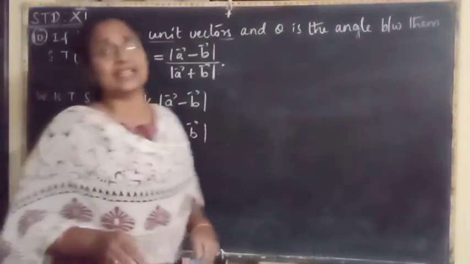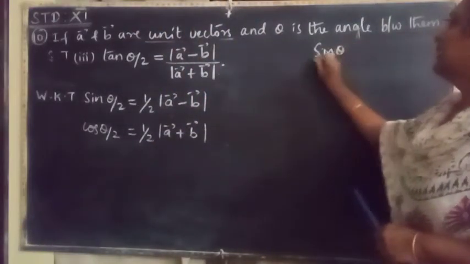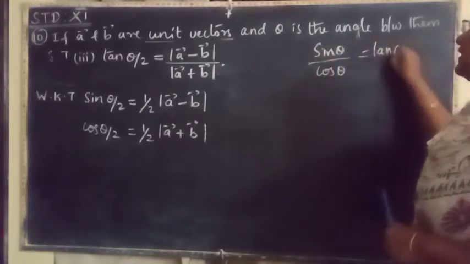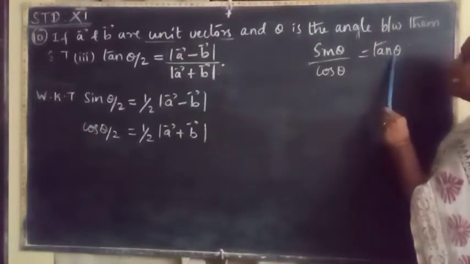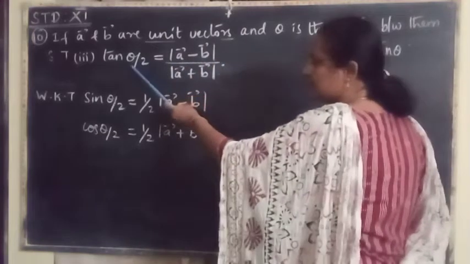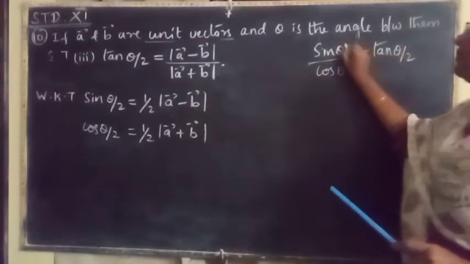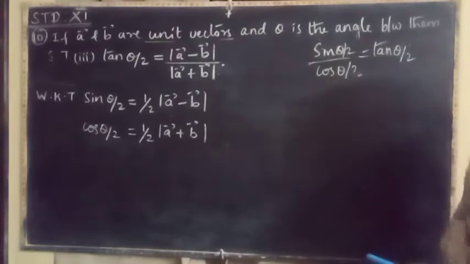Now in 10th standard we have learnt sin theta divided by cos theta is equal to what? Tan theta. Yes or no? Okay. So now instead of theta we have theta by 2. So if I substitute theta by 2 here, I have to write theta by 2 that side also. Okay. So same logic.